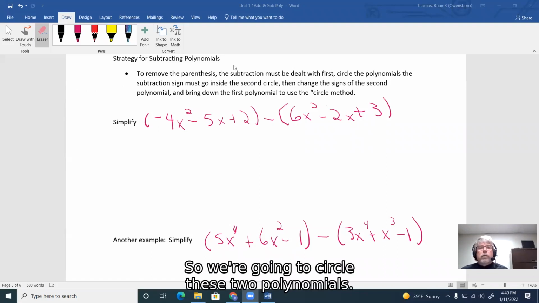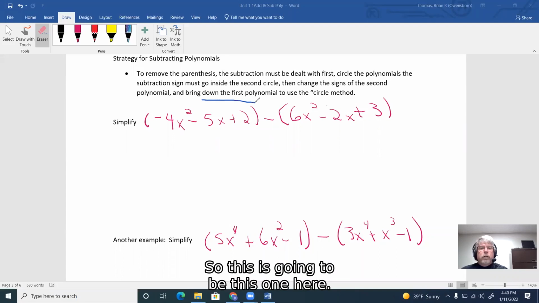So we're going to circle these two polynomials. So this is going to be this one here.